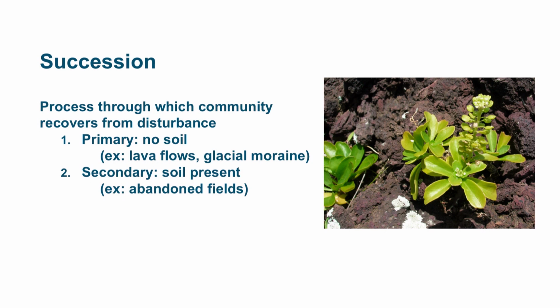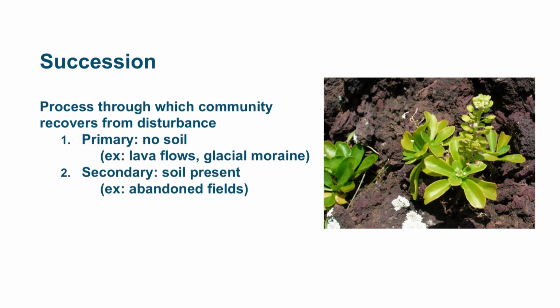And then we talk about succession. There are two different types. Succession is a process through which a community recovers from a disturbance. So for instance, this picture here is, you might be able to tell that these are volcanic rocks, and so these little plants that are growing here are some of the first that have colonized after the volcano erupted and covered this island in lava.